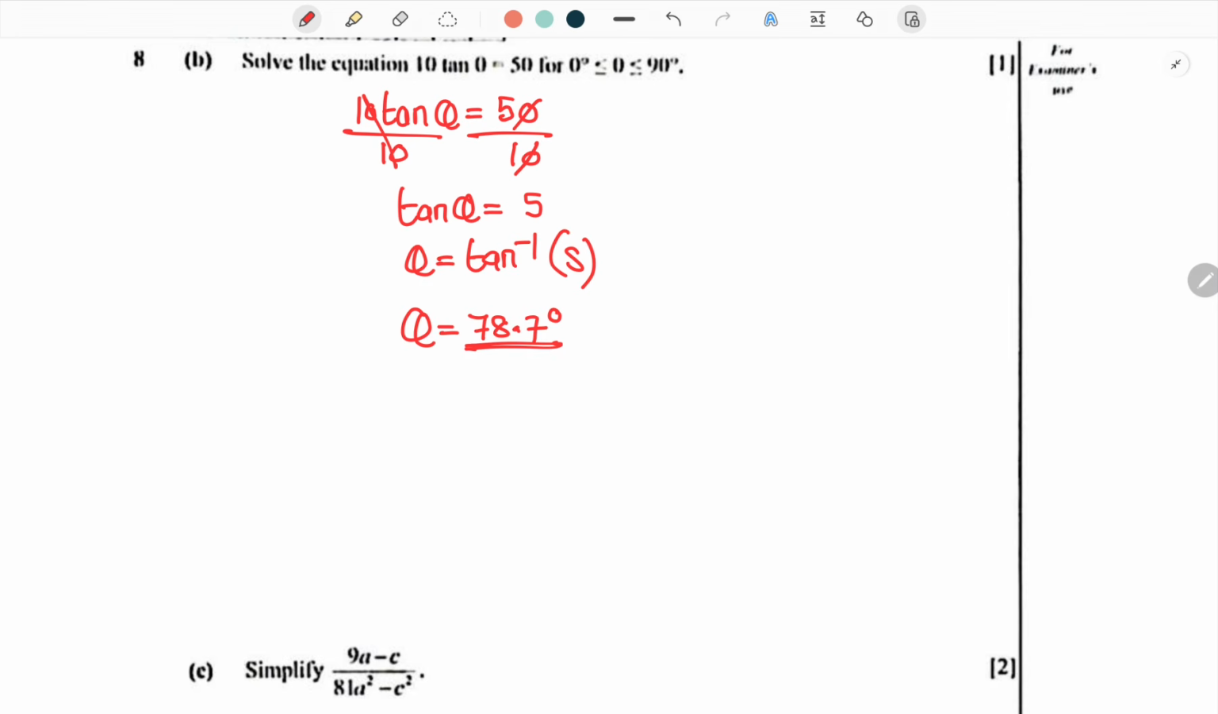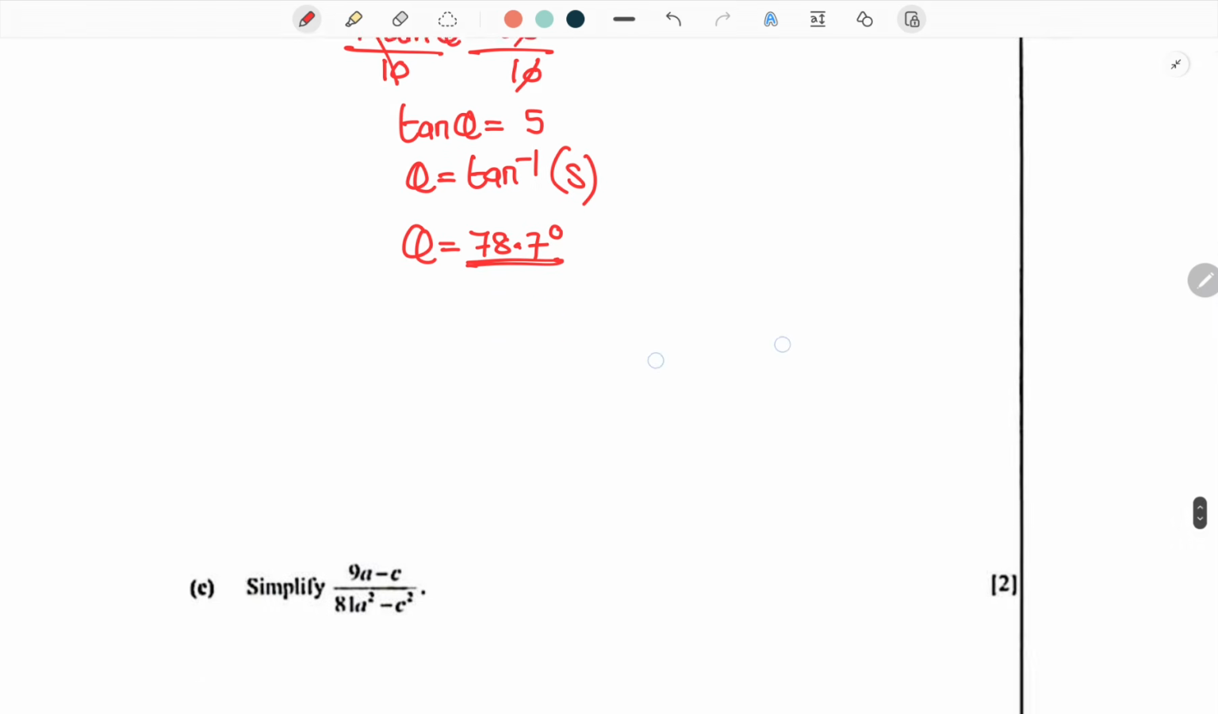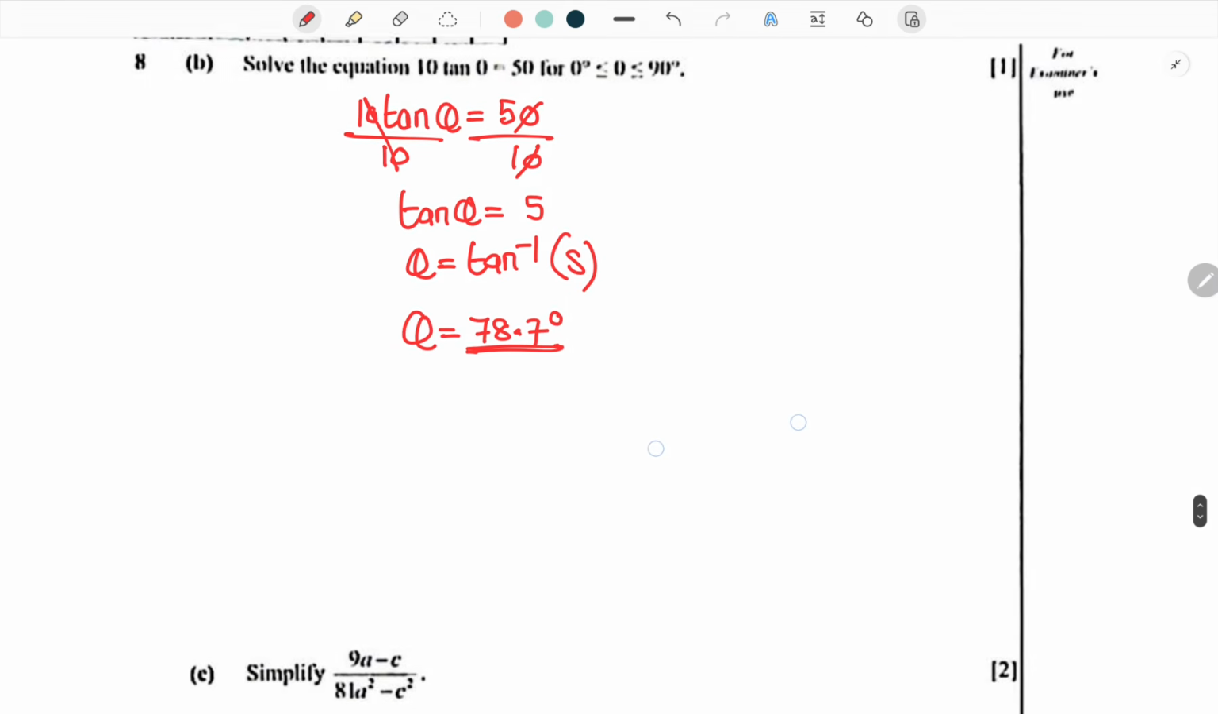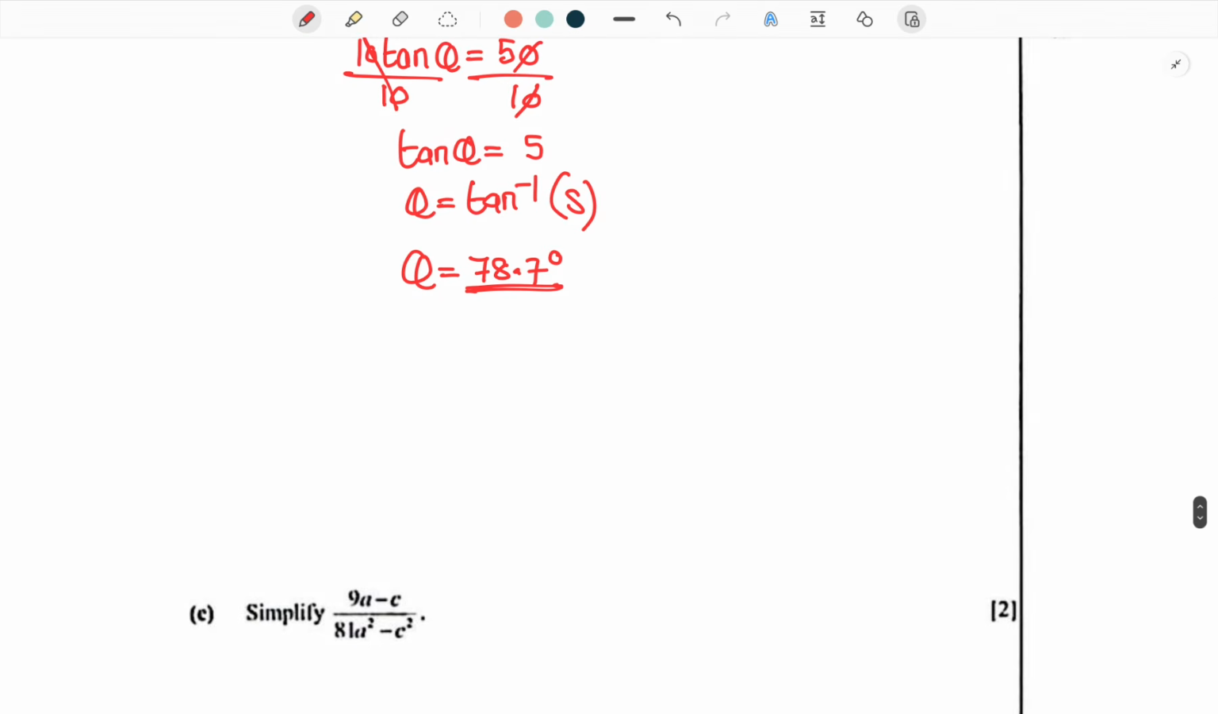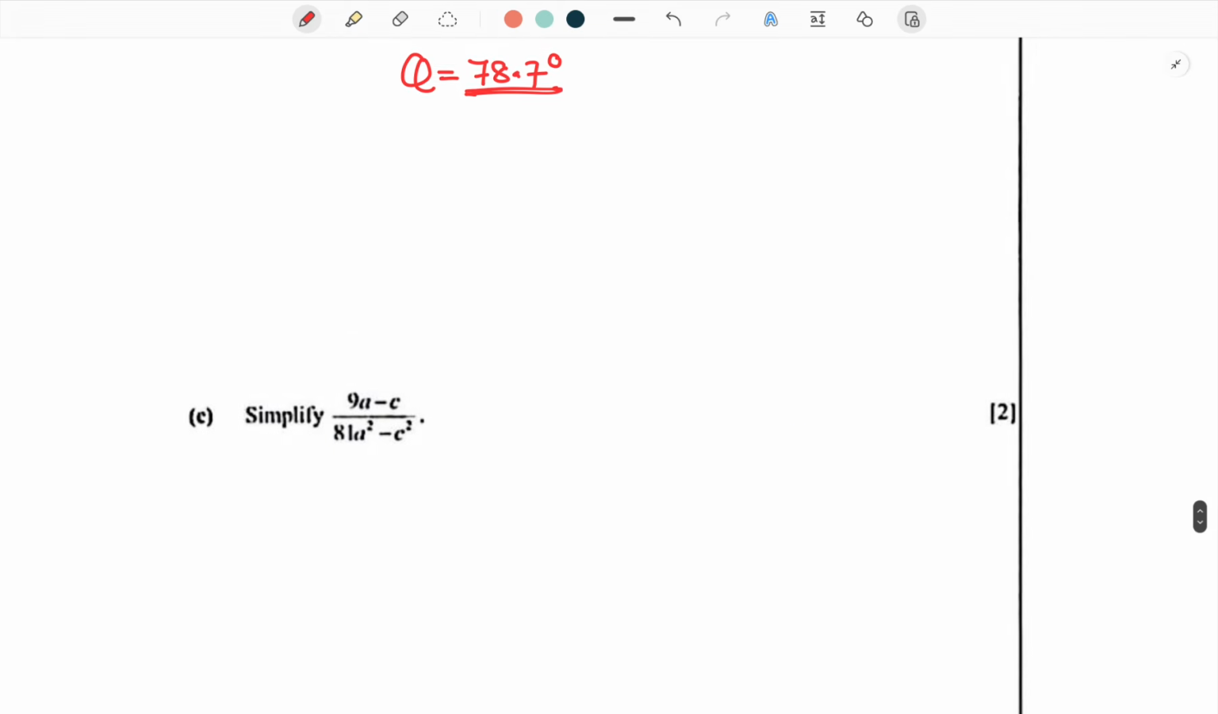The condition was it should be 0 less than or equal to, let me see. This is supposed to be 0 less than or equal to x less than or equal to 90. So because 78.7 is within the 90 range, it remains an answer.